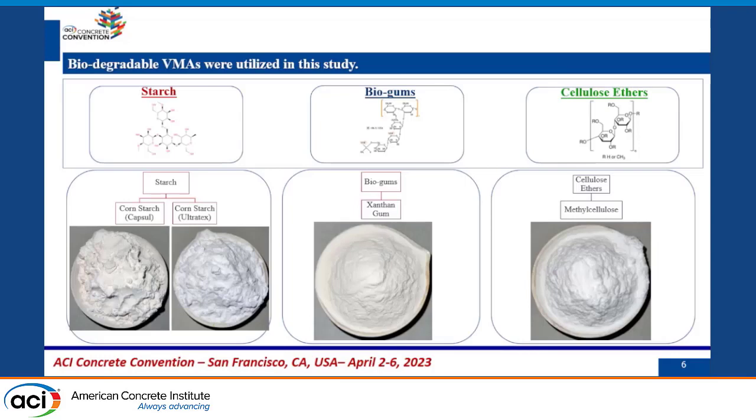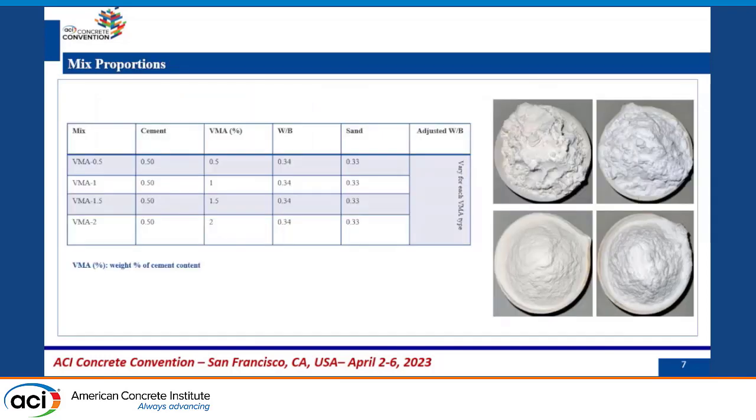So in our work, we use all biodegradable rheology modifiers, belonging to the families of starch, biogums, and cellulose ether, such as xanthan gum, methylcellulose, and 2 different types of cornstarch. This is the generalized mix composition of the different viscosity modifiers. We use the viscosity modifier in different proportions as percentage weight of cement, starting from 0.5, 1, 1.5, and 2%.